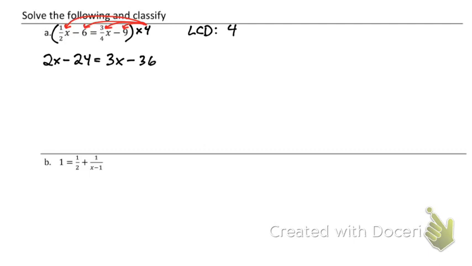Long day. All right, so now what we're going to do is we're going to get our x's on one side, and we're going to get all our numbers on the other side. So in this case, I would subtract 2x from both sides. And then we're going to go ahead and add 36 to both sides.